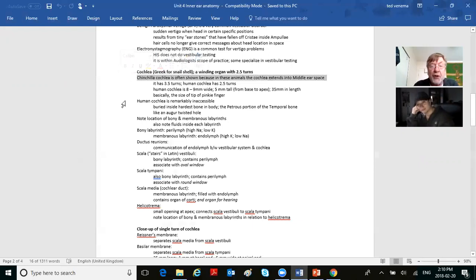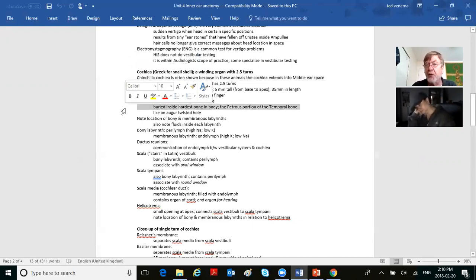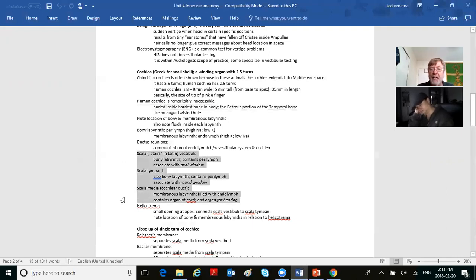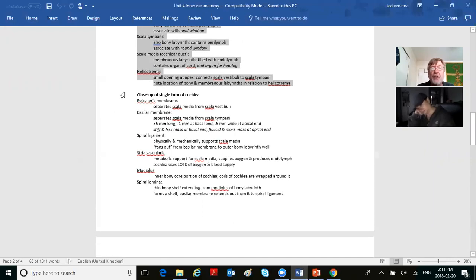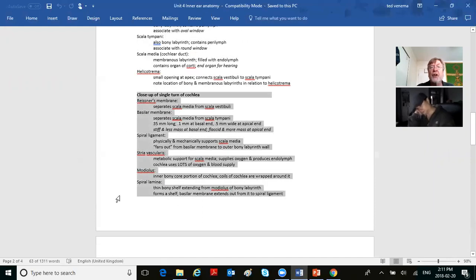Now, human cochlea, we said, is remarkably inaccessible. It's buried inside the hardest bone of the body, the petrous portion of the temporal bone, like an auger twisted hole. We've talked all about the scala tympani, scala media, scala vestibuli. We talked about the helicotrema. Then we showed you photos and PowerPoint slides of a close-up of the single turn of the cochlea. So make sure that you can identify each of these terms: Reissner's membrane, basilar membrane, spiral ligament, stria vascularis, modiolus, spiral lamina.